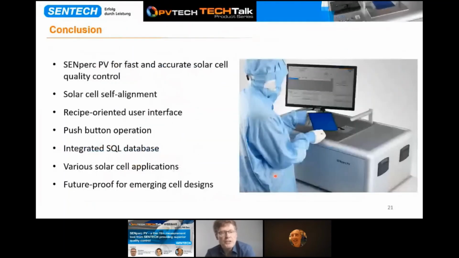So I will now conclude here. We have seen today that our SENPERC PV is a very fast and very accurate quality control tool for solar cell applications. It has solar cell self-alignment, a recipe-oriented user interface, and push-button operation, making it very easy to use for operators. It features an integrated SQL database, and we have seen it's also capable for various other solar cell applications because of the modeling technique behind the measurement technique. So that makes it future-proof also for emerging cell designs.